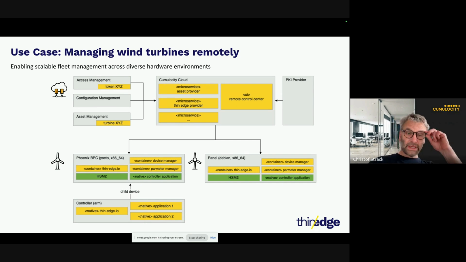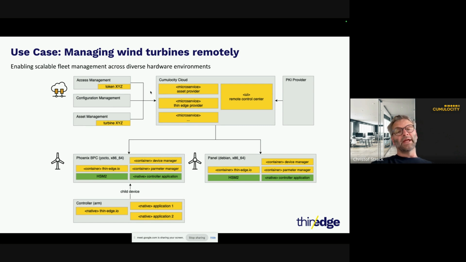And another important aspect here is to see that this complete solution is part of different business processes. For example, if a new wind turbine is registered, it is automatically registered here in the asset provider. It's powered on, then the device manager takes over and registers or assigns the new turbine.